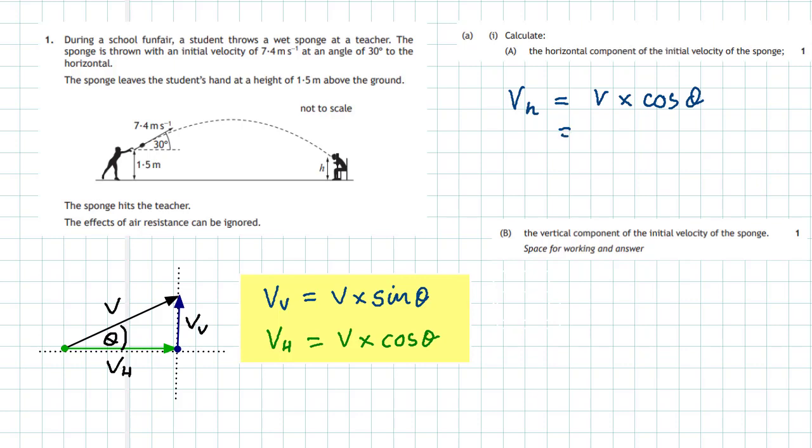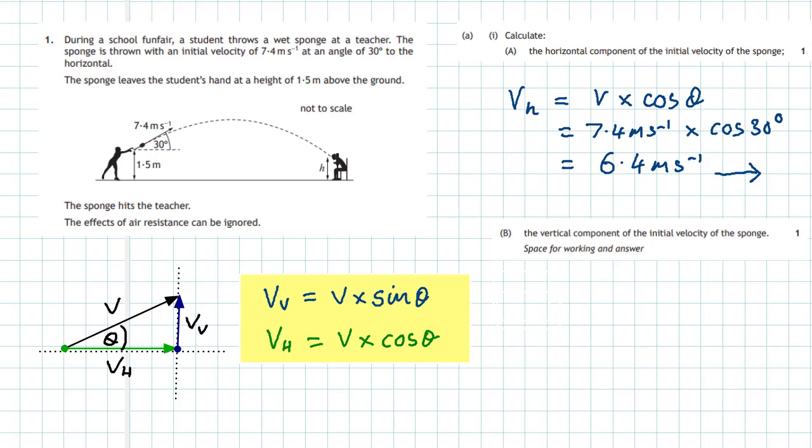Stick in the numbers. So V is going to be 7.4, the magnitude of the initial velocity vector, multiplied by cos of the angle, cos 30 degrees. You put that into your calculator and you get an answer of 6.4 meters per second. And that's going to be the horizontal component of the vector. And I like to draw a wee arrow there to show you that's going to be the horizontal component, so we can go back and think about it.